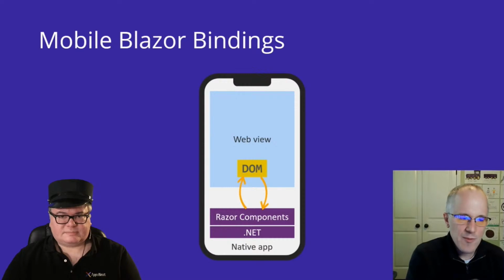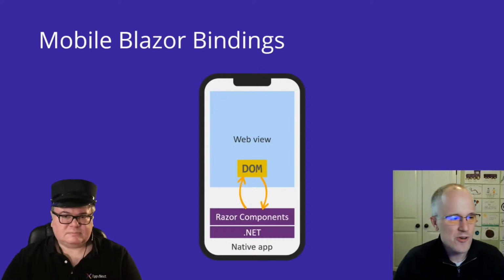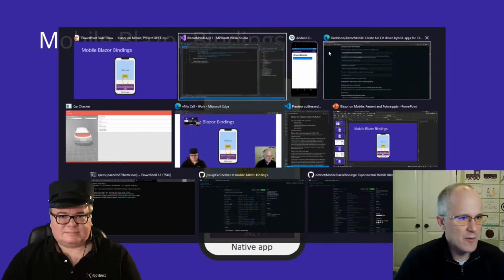But in the hybrid model, your UI is still HTML and CSS. There is also a capability where you could write Razor components and have those rendered as native controls. That's not really shown in this diagram. I was more focused on the hybrid aspects. All right. But let me show you an app, what that looks like.